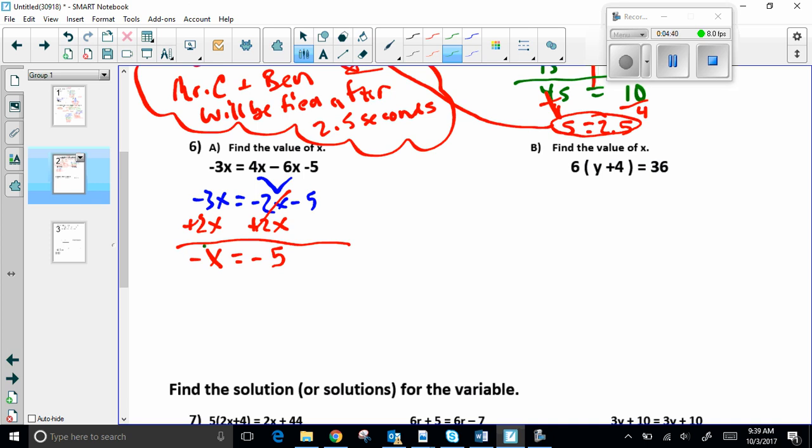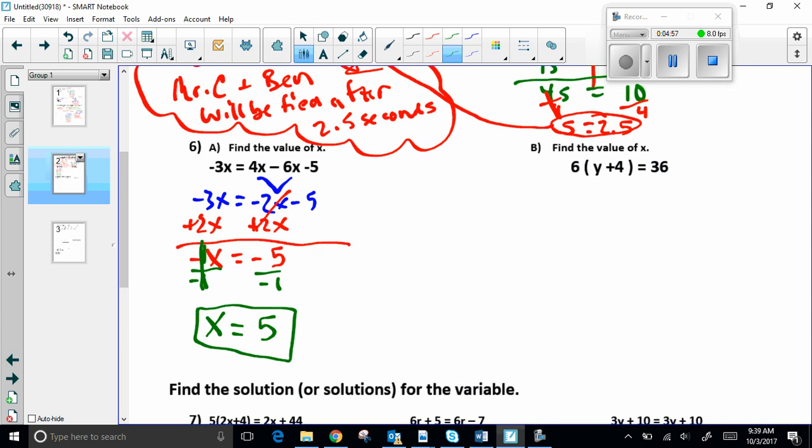The last thing is, since this is a negative 1x, I'm going to divide by negative 1 on both sides so that I'll just have x by itself, positive x. Negative 5 divided by negative 1 makes a positive 5. So in this case, x has to equal 5.